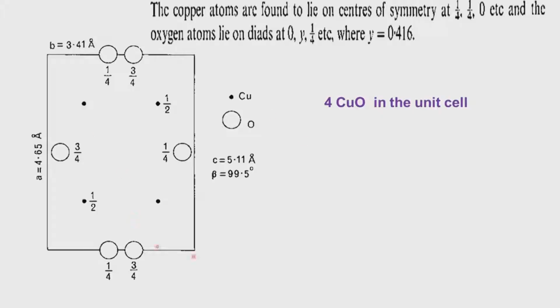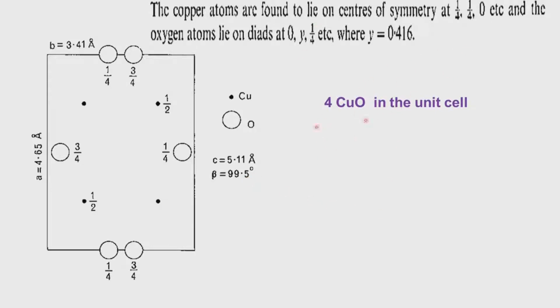So, the crystal structure has been determined. a is 4.65, b is 3.41, c is 5.11 and beta is 99.5. So, this gives rise to our unit cell, and therefore, we can calculate the volume. The volume of the unit cell in turn will allow us to calculate the number of molecules in the unit cell. There are 4 CuO units in the unit cell.